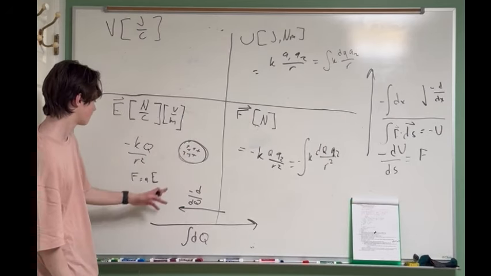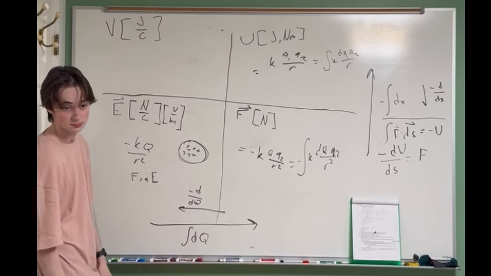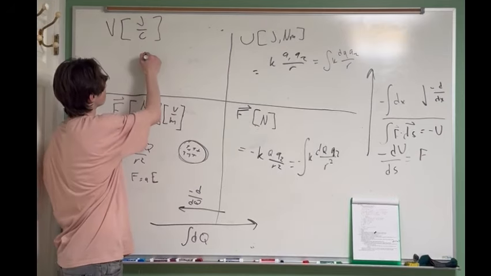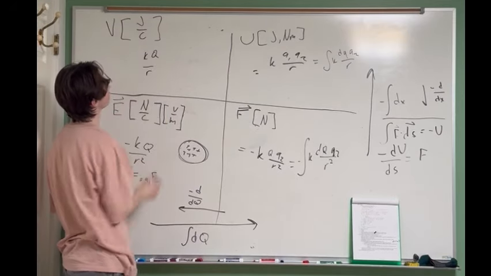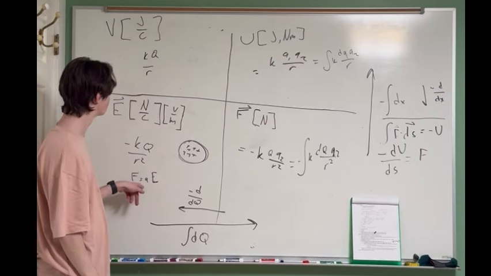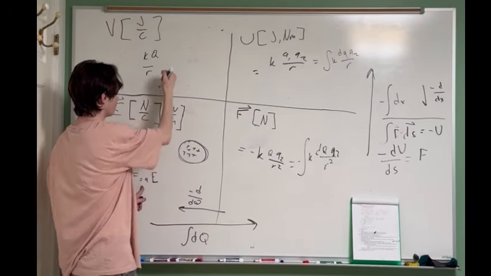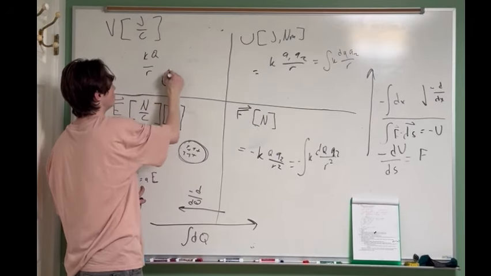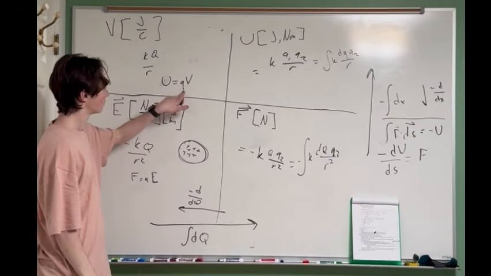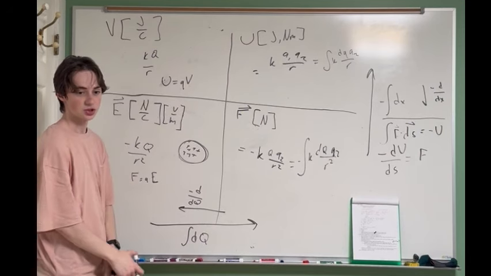So volts. Does anyone know the integral of negative KQ over R squared with respect to R? It'd be KQ over R. Yeah, KQ over R is equal to voltage. So we have F equals QE, and that means that U equals QV. The amount of charge per voltage is the amount of potential energy it experiences.